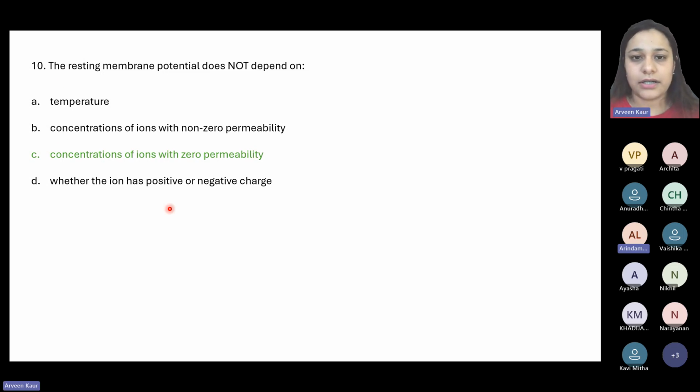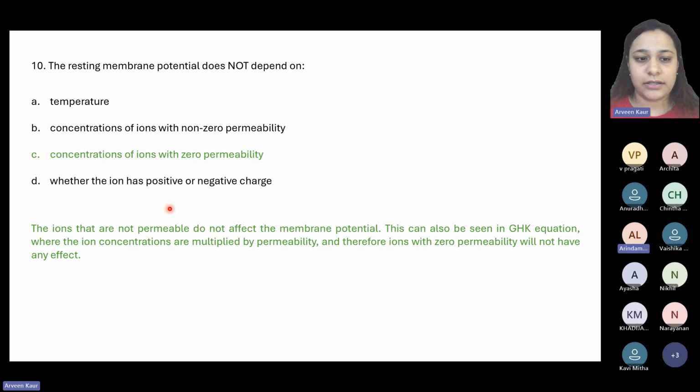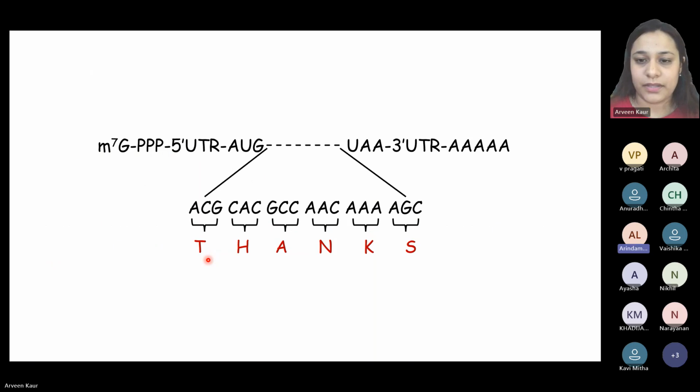Yeah. So that is it for the first part. The ions that are not permeable do not affect the membrane potential. This can also be seen in the GHK equation, where the ion concentrations are multiplied by permeability, and therefore ions with zero permeability will not have any effect, right?